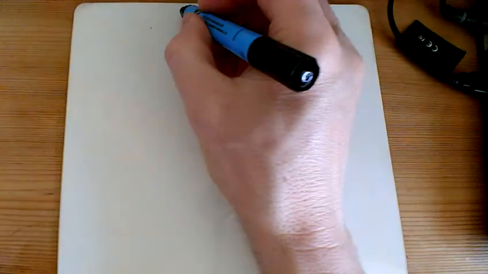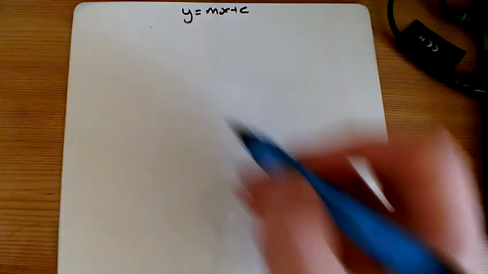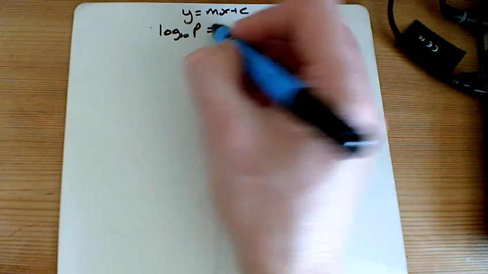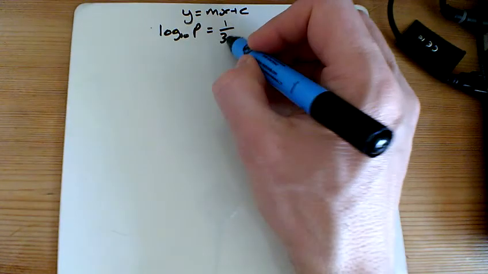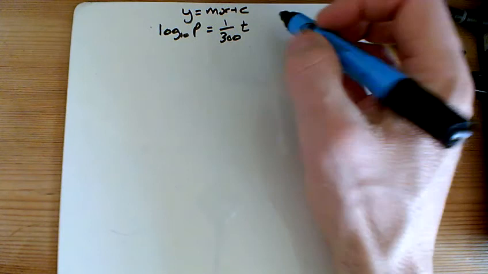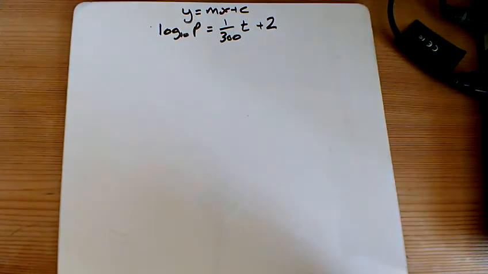Question 14, you've got a straight line there, and so you know the equation of a straight line is y equals mx plus c. All you've got to do is figure out what y, mx and c are. So on the y-axis, we've got log to the base 10 of p. The gradient, you're told, is 1 over 300. On the x-axis, it's actually t, and the intercept, you can see, is 2. So that's actually the first 2 marks just there.